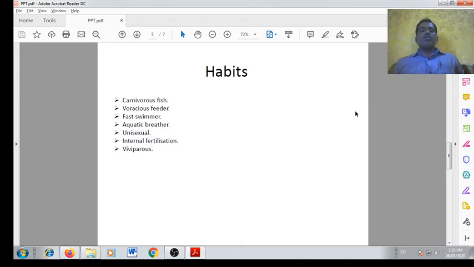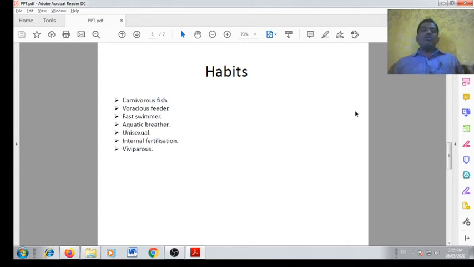Scoliodon feeds on the body parts of other organisms. Therefore, an organism which eats the body parts of other organisms is called a carnivorous organism. It is a voracious feeder, that is, it feeds voraciously on whatever food material is available in front of it. As the fins are very well developed in Scoliodon, it is a fast swimmer and breathes with the help of gills, therefore it is called an aquatic breather.